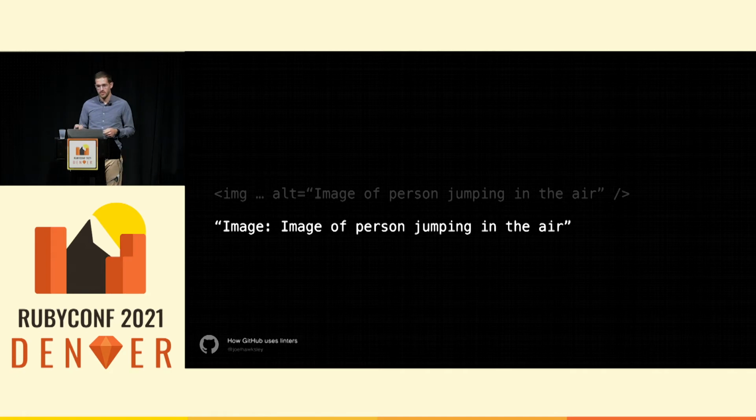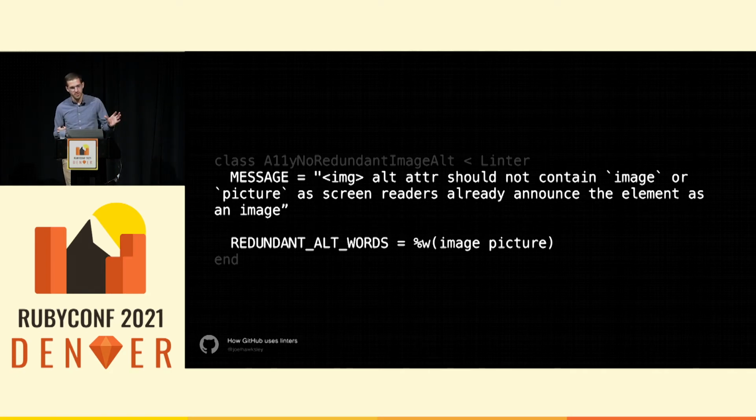So here's how she wrote the linter for this rule. First, we define a message to return when the linter is violated. In this case, a very helpful message that says, the image alt attribute should not contain image or picture, as screen readers already announce the element as an image. And then it defines a constant that has those words that we want to avoid.